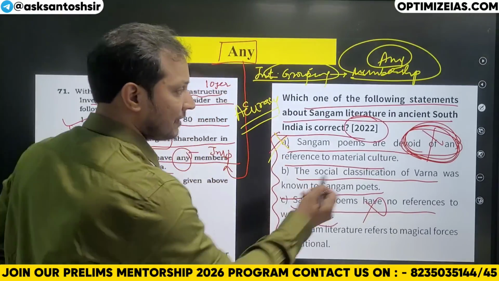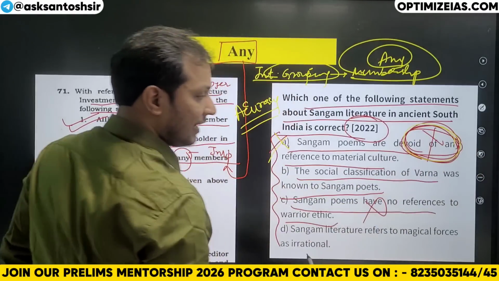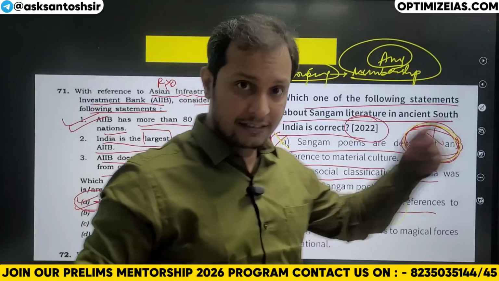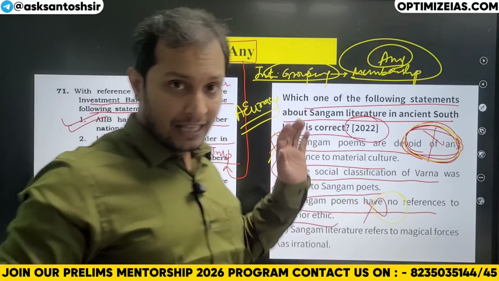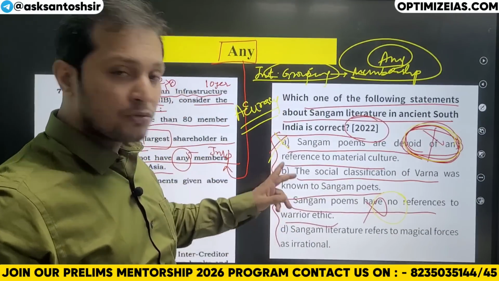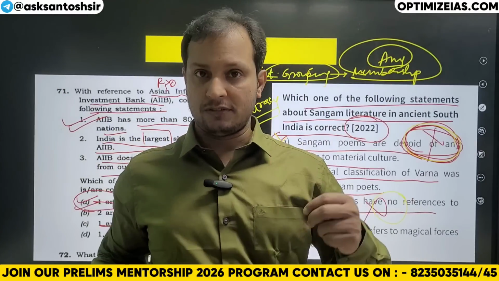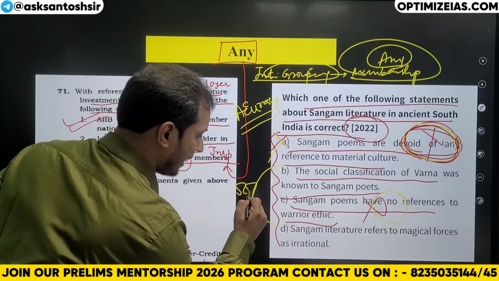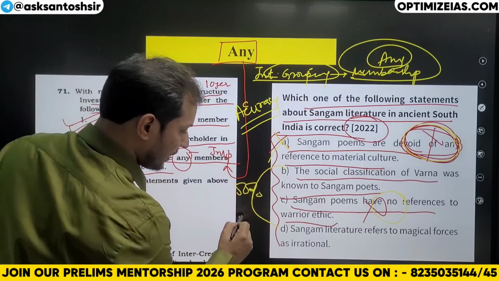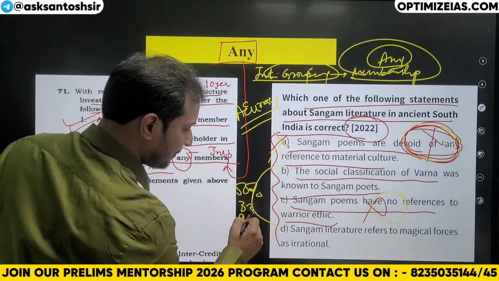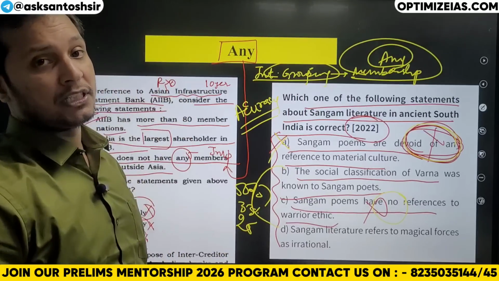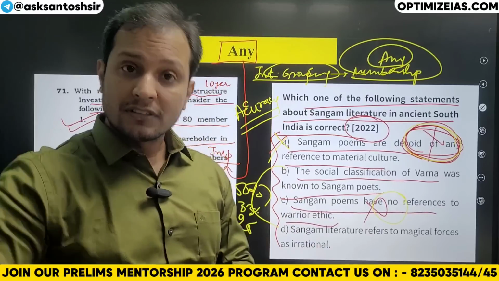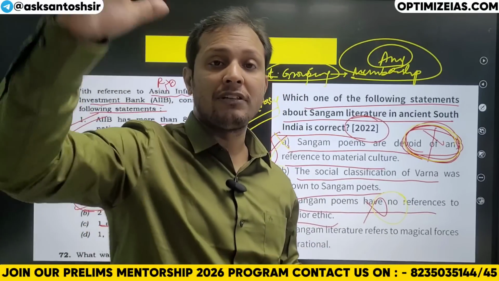Like in this case, guys, we have eliminated this "any" and we have eliminated "no reference", because "no" is also an extreme word which we will discuss in the coming slides. So we have removed 2, and now we are left with only 2 options, 50-50. So your accuracy rate has improved from initially 25%, then 33%, and now 50-50. You have a 50-50 chance of getting it correct or wrong. This is how you improve your accuracy rate.